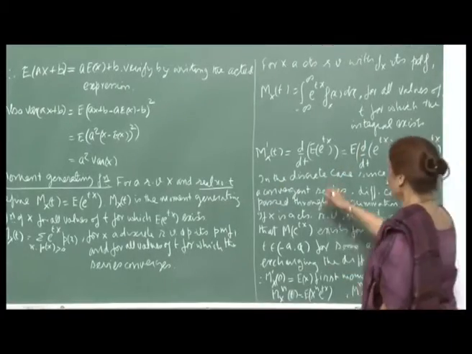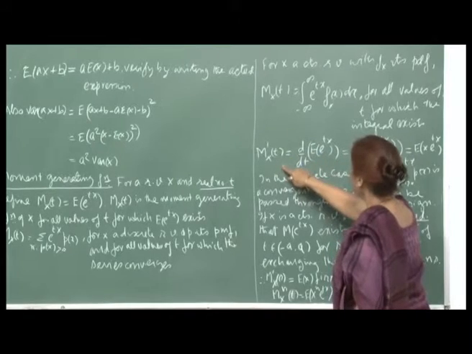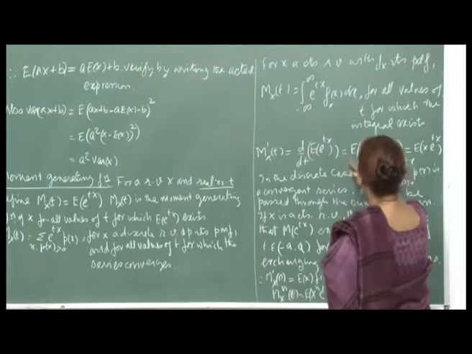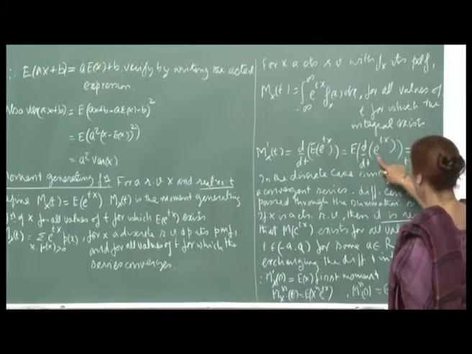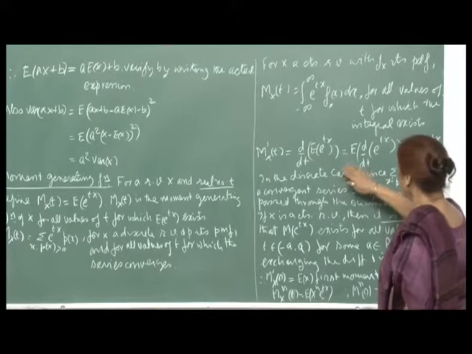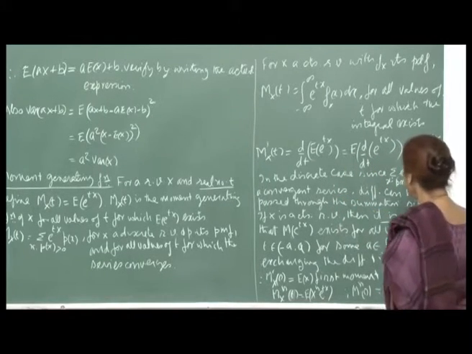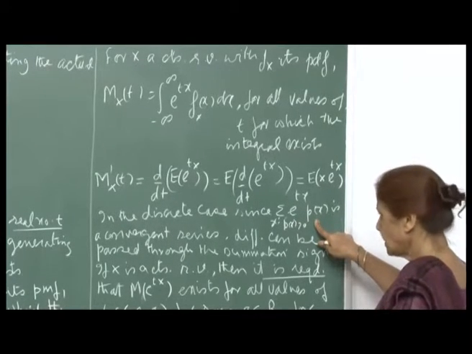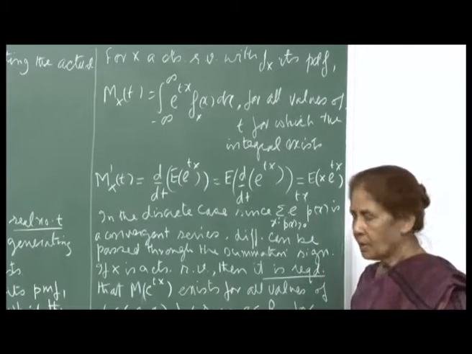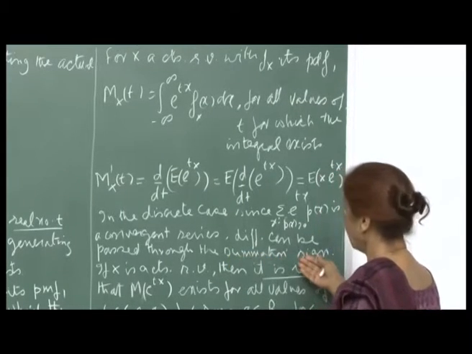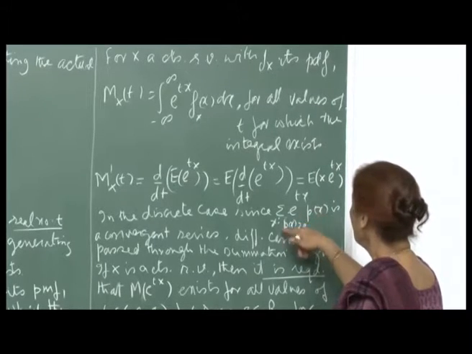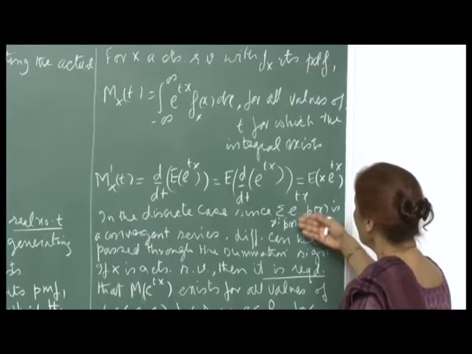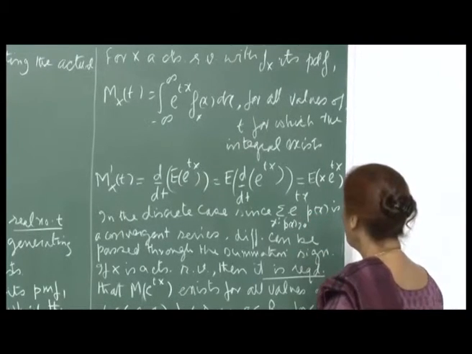So, if I differentiate the expression for M_X(t), the moment generating function for X, this is d/dt of e raised to tx, and then I am taking the differentiation sign inside. This is easy to explain, because in the discrete case, the expression for the moment generating function is a convergent series. Therefore, differentiation can be passed through the summation sign, because this is a convergent sum. Of course, we are taking it for all values of t for which this is convergent. So, in that case I can pass the differentiation sign through the summation sign.